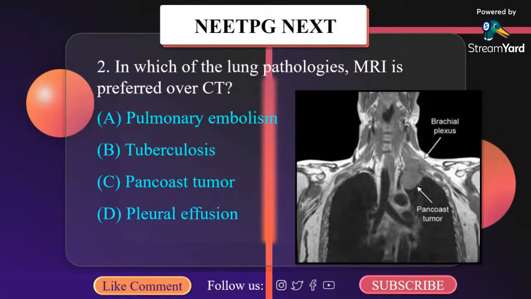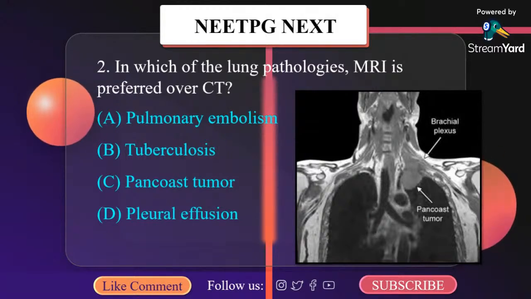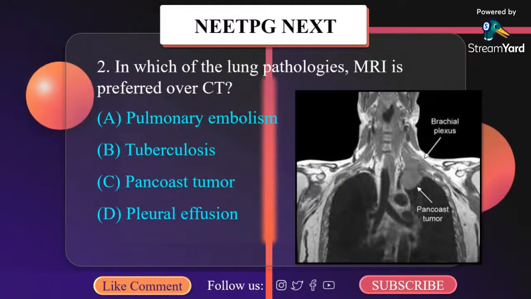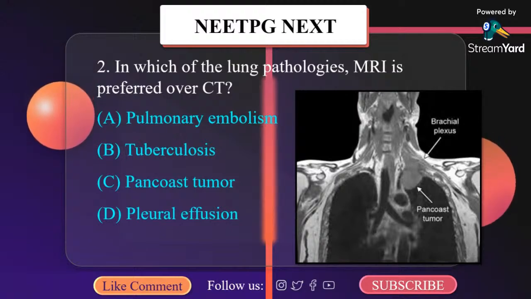In which of the following pathology is MRI preferred over CT? A. Pulmonary embolism. B. Tuberculosis. C. Pancoast tumor. D. Pleural effusion. It is Pancoast tumor.